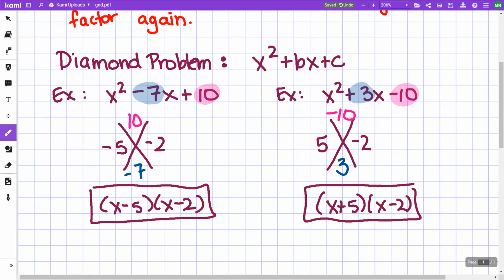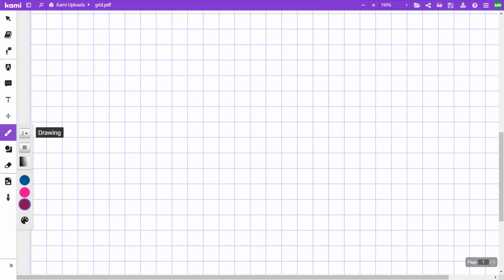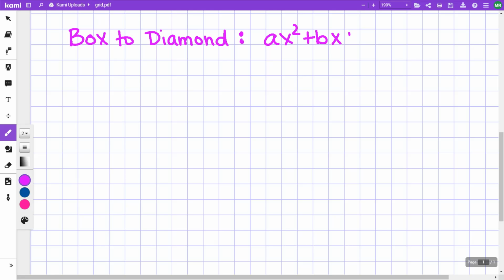Now, the next type of problem I'm going to go through is what I'm going to call box to diamond. This is where I have a coefficient in front. So let's say I have ax squared plus bx plus c. An example of this one, let's say we have 2x squared plus 11x plus 12.